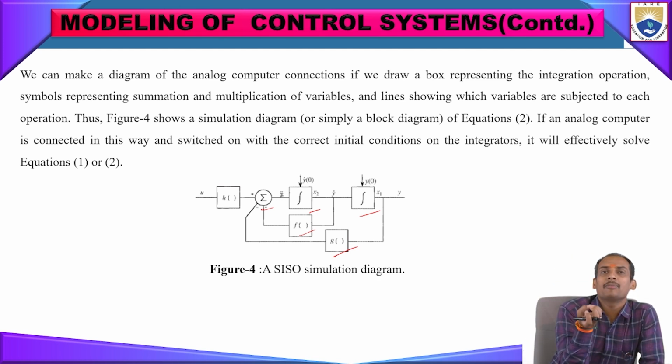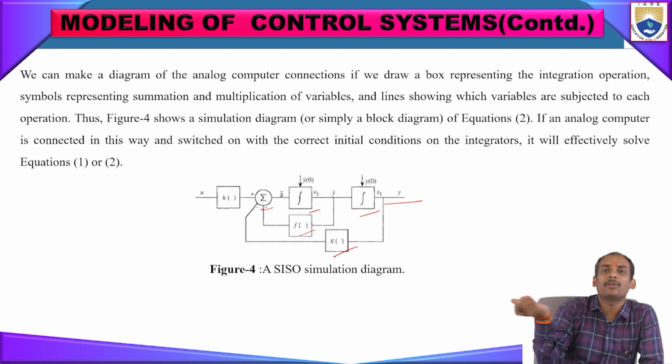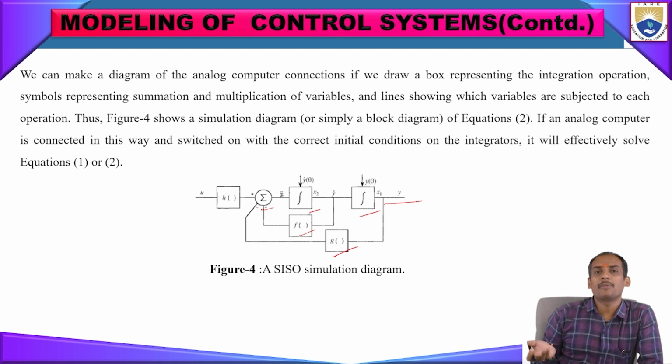This is a single input, and here we are also getting a single output, that is y. So the single input will be u, and the single output will be y. That SISO system simulation will have two integrations, with the functions f and g connected to the summing amplifier. So with that summing amplifier, how that integrator will be solved, and from that integrator solver, what output parameters we will get.